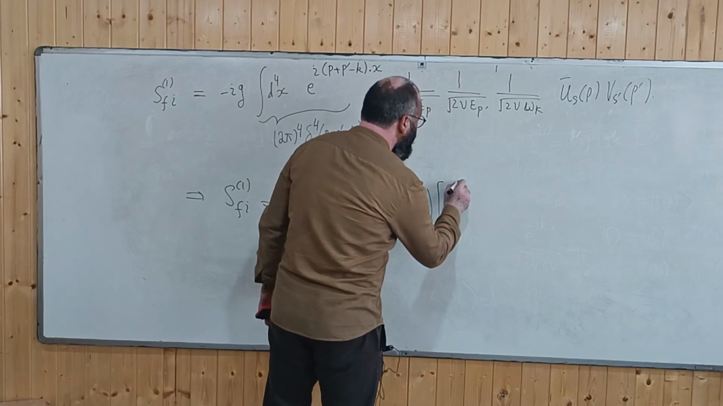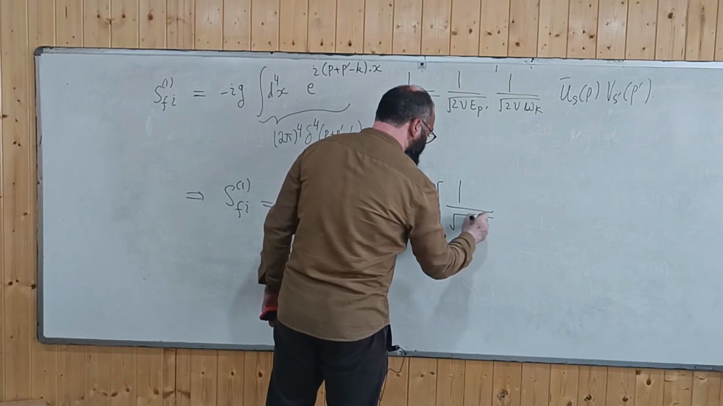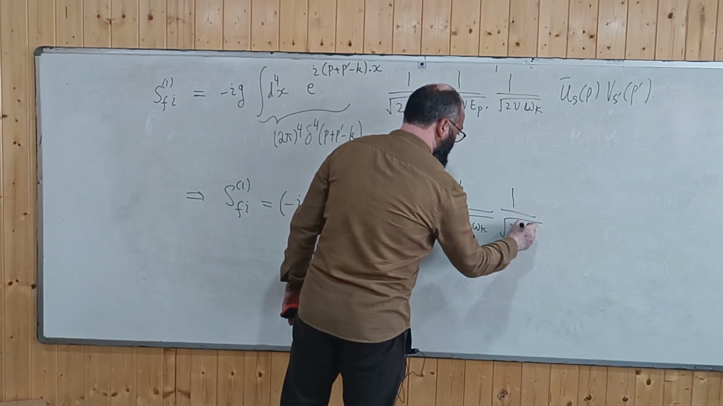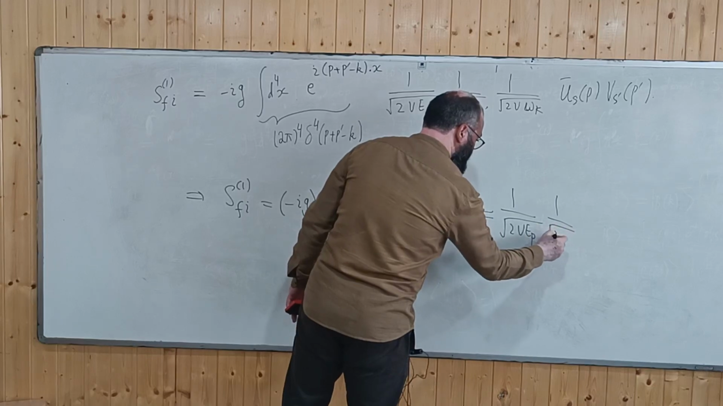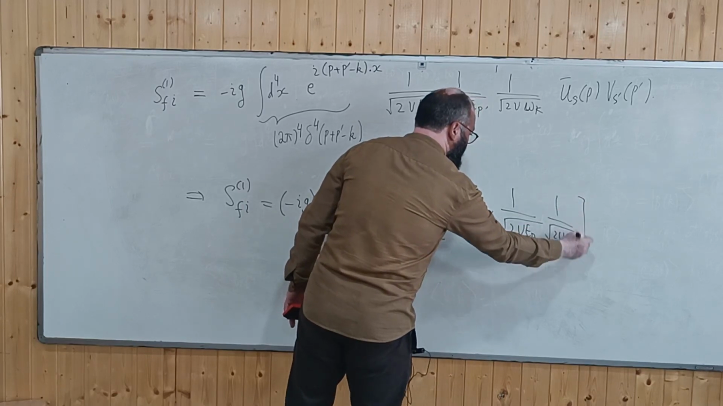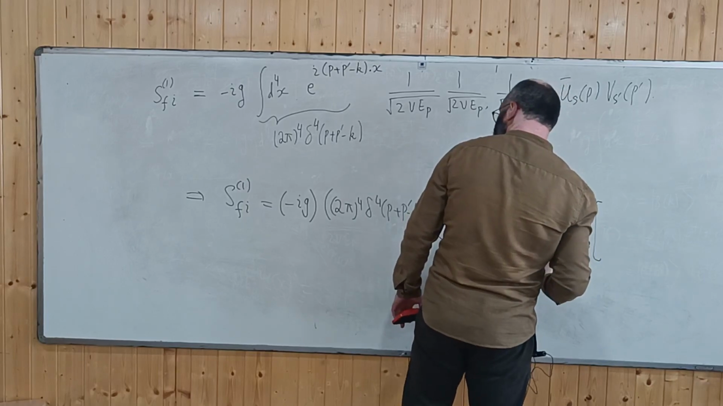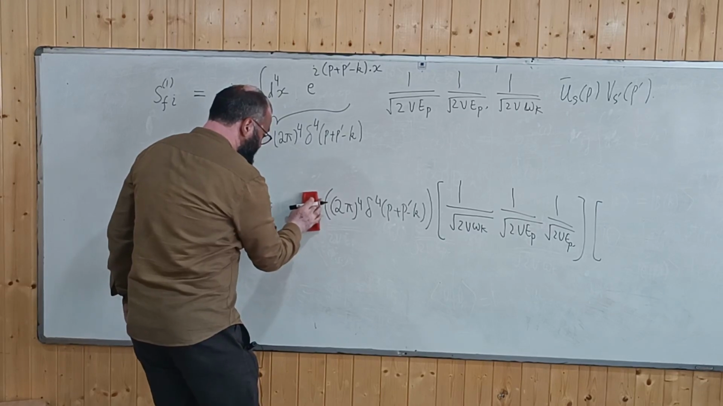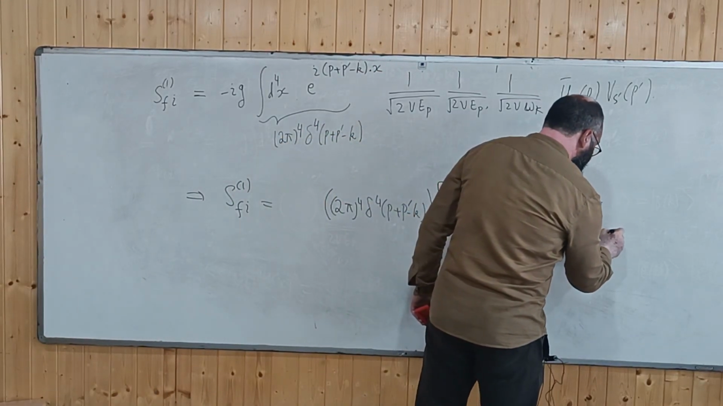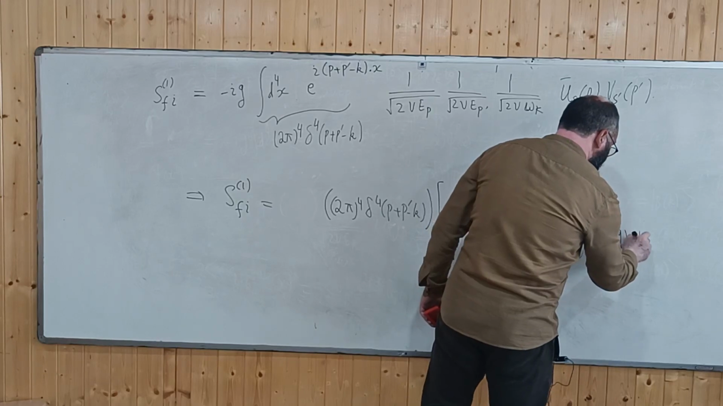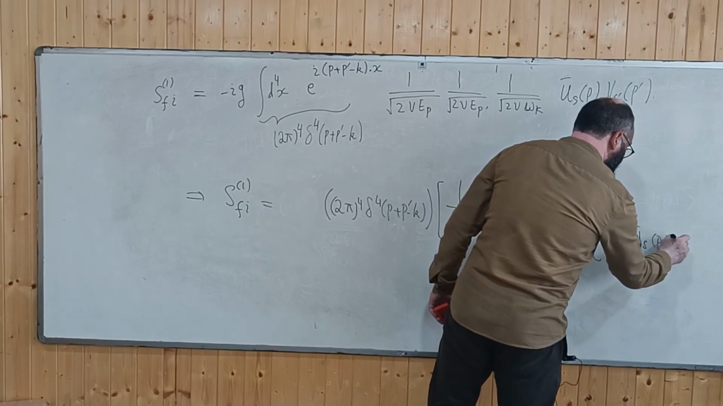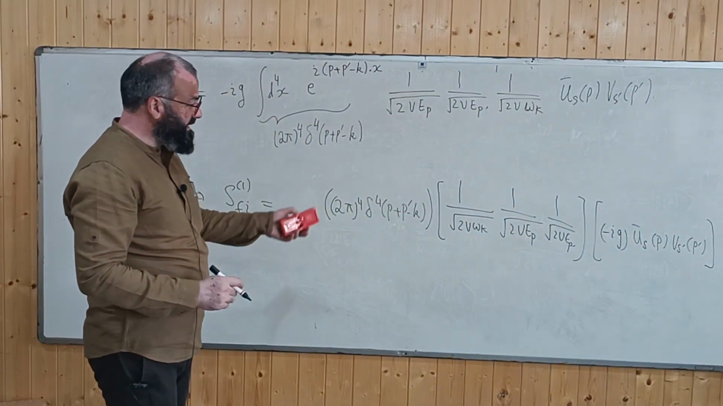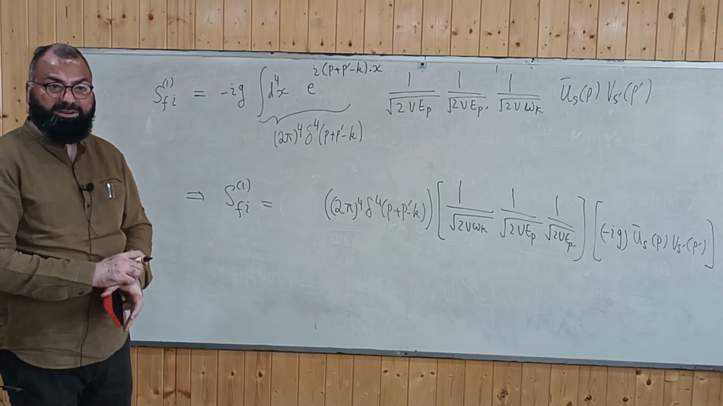So then I will put it like this. Let me write this very factor first. Okay, so then I will write this. Instead of this, I will put it with this minus ig, ū_s(p) v_s'(p'). Now tell me, in this very object, this is our first matrix element.